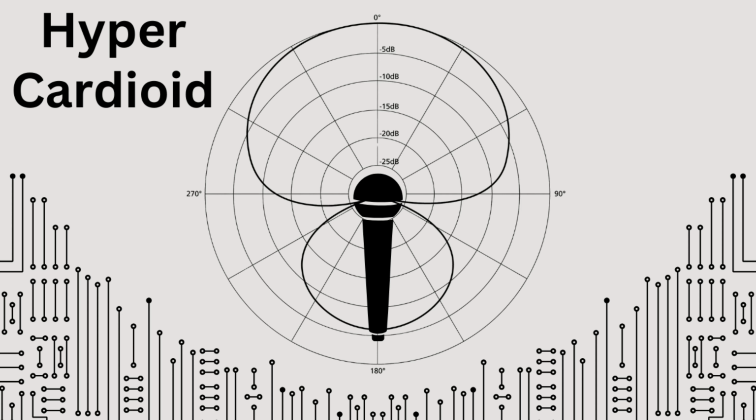Next is the hypercardioid polar pattern, a more focused version of the supercardioid polar pattern. It's more often found in dynamic microphones and very few condenser microphones. It is considered a specialty application when it comes to very noisy environments, as its off-axis rejection is almost at 90 degrees. This means it's really good for live performance applications.